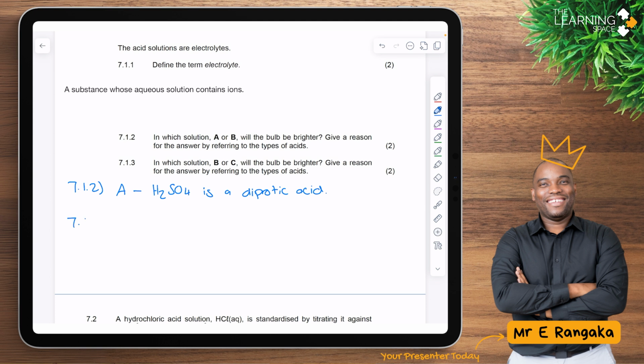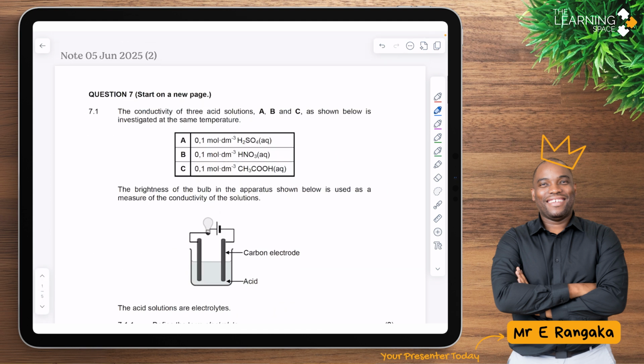7.1.3 then says, in which solution, B or C, will the bulb be brighter? Give a reason for the answer by referring to the types of acid. So we go back, we look at B and we look at C. B is still nitric acid, 0.1 moles per decimeter cubed. And then C is 0.1 moles per decimeter cubed of acetic acid.